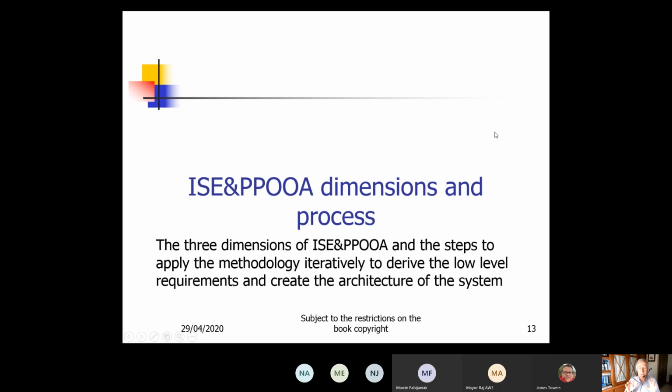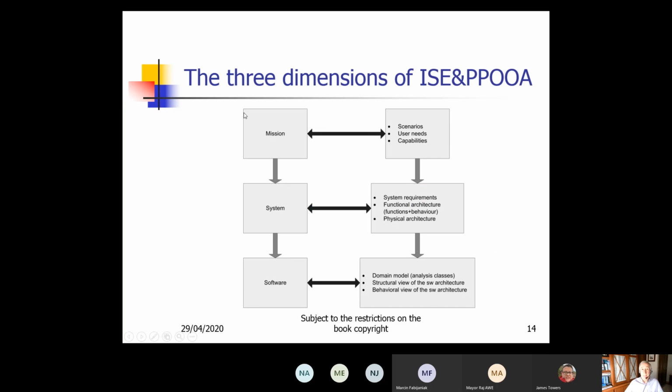So as I mentioned earlier, PPOA is Integrated Systems Engineering, and PPOA has 3 dimensions. The dimensions are the mission dimension, where we explain how we are using the system, how we are using the aircraft, and this mission dimension is described by scenarios, operational needs, and capabilities.